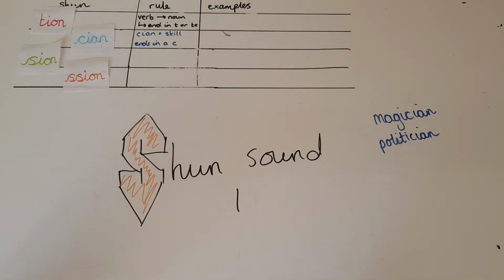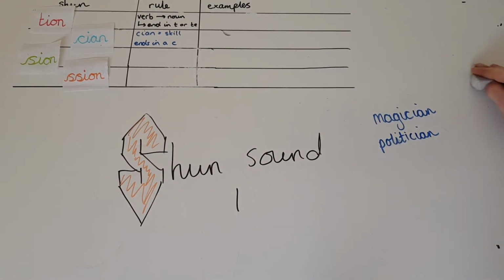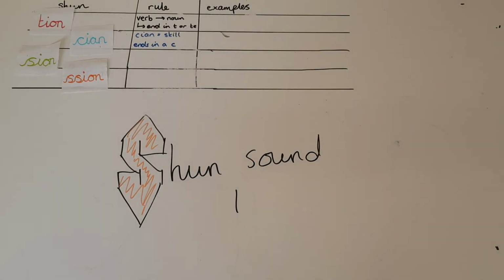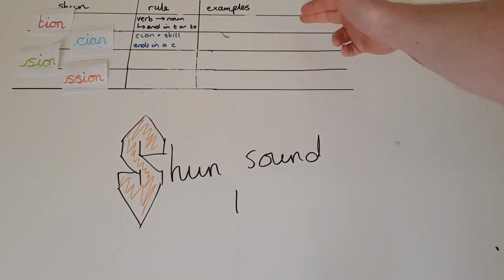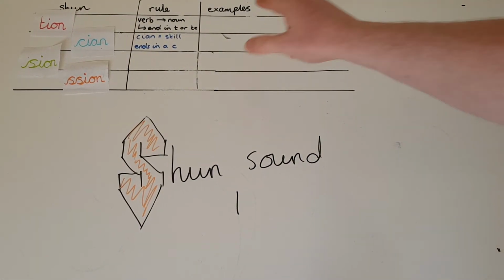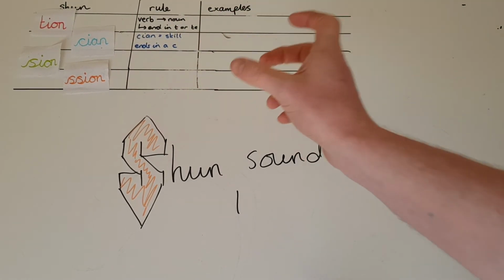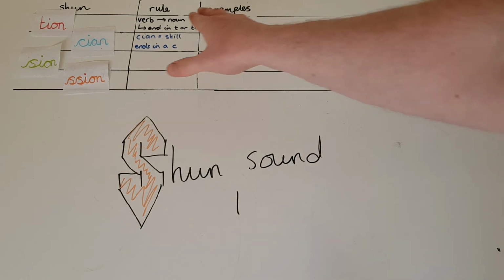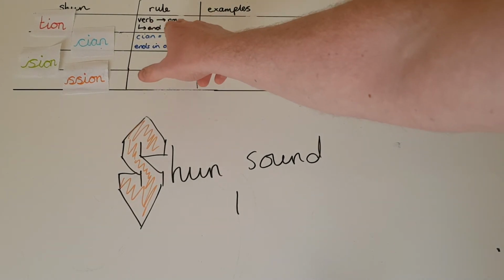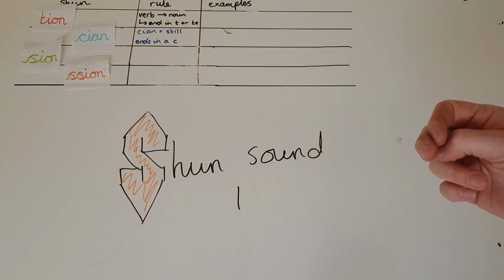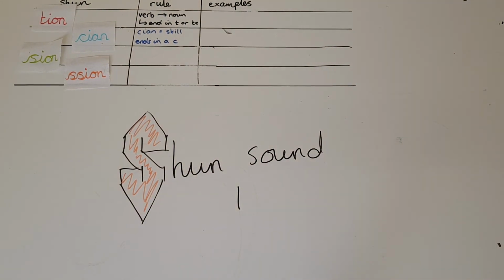I'm going to give you a quick test to finish this quick lesson. I'm going to give you a word, and I want you to decide: is it tion or is it cian? Listen for the root word. Is it a job? Is it a skill? Does it end in a C? If yes, then it's cian. Or is it a verb? Is the root word a verb and does it end in a T or a TE? If yes, then it's tion. So just a quick test to start off with.